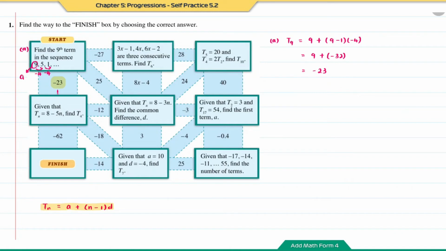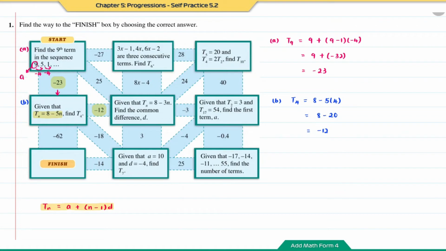So next, we're going to move to this box. I'm going to label this box as B. Given that Tn equals 8 minus 5n, find the fourth term, T4. So we are going to use the formula given here to find the fourth term being asked for in question B. So T4 here equals 8 minus 5, where the n we're going to replace with 4. So it's going to be 8 minus 20, which is equal to negative 12. So negative 12 is here.